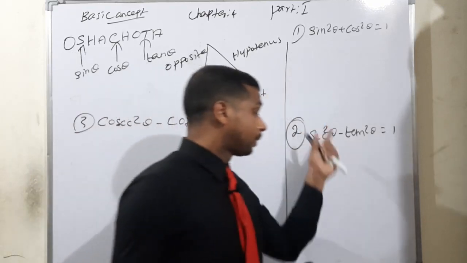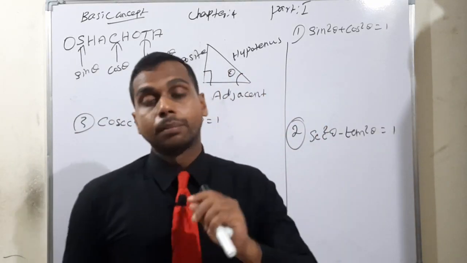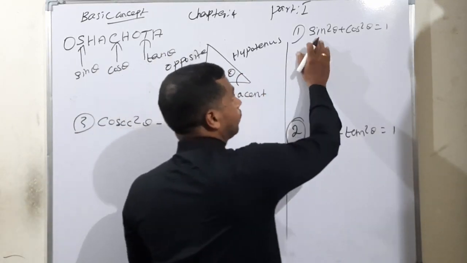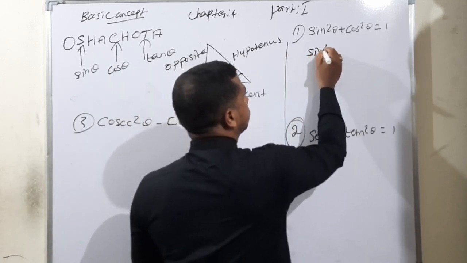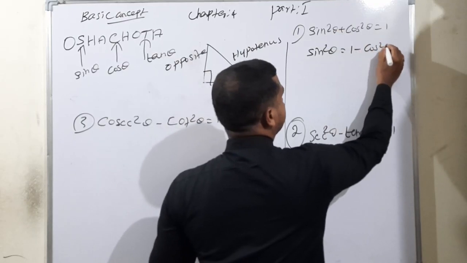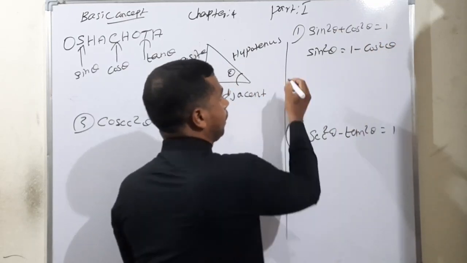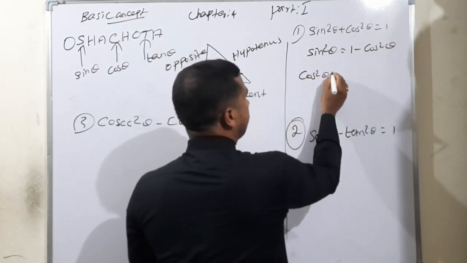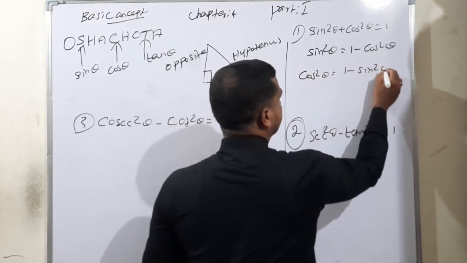So from these 3 identities, we can derive 3 important formulas. How to find sin square theta? It is 1 minus cos square theta, bringing to the opposite side means minus cos square theta. Then what is the value of cos square theta? 1 minus sin square theta.